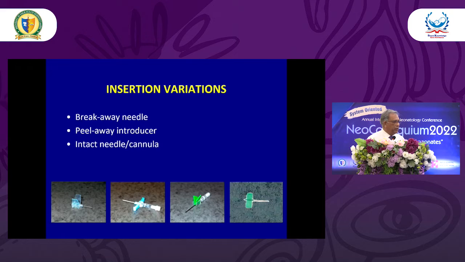There are different types of insertion variants which are used. Breakaway needle. This is a breakaway needle. After insertion through this needle, it breaks into two. And this is a peel away introducer. This is made of polyurethane or plastic material. After we put up a long line through it, this just peels into two halves. And there's an intact needle, and this is an intact cannula. When we use an intact needle or cannula, then that type of long line is used which itself breaks into two. I will show you later on.